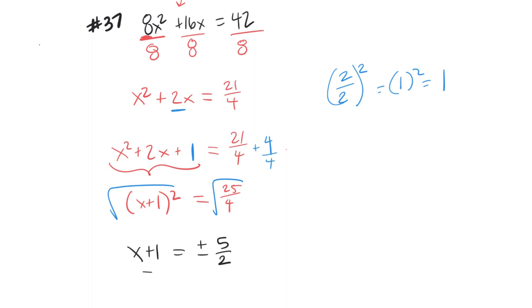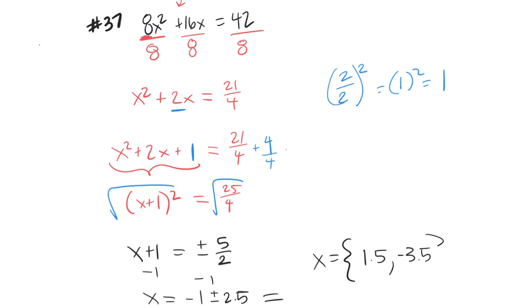So now I simplify. I get x equals -1 plus or minus 2.5. So I can figure out that x is going to be equal to -1 plus 2.5, which is 1.5, and -1 minus 2.5, which is -3.5. And those are my answers.